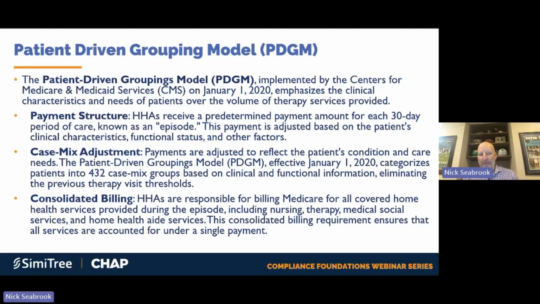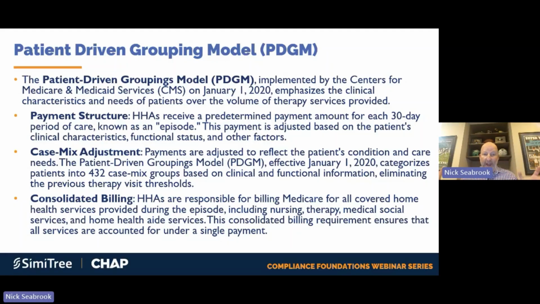Which brings us to the third bullet there, the case mix adjustment. Essentially, based on those patient characteristics, your patient is going to be categorized into one of 432 case mix groups. Based on those case mix groups, they all have different weights, and that weight is then applied to whatever the standardized Medicare rate is, and that determines what your payment is.